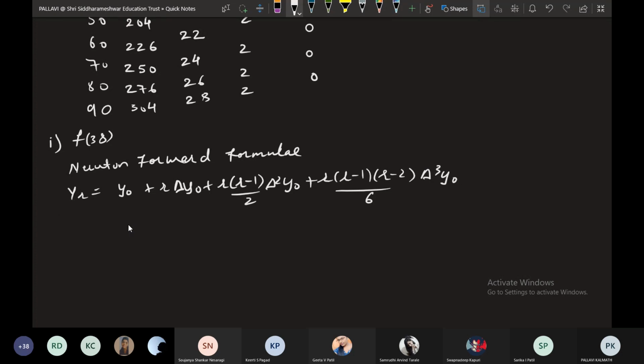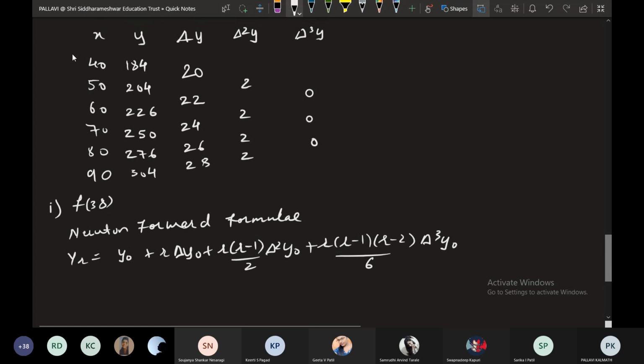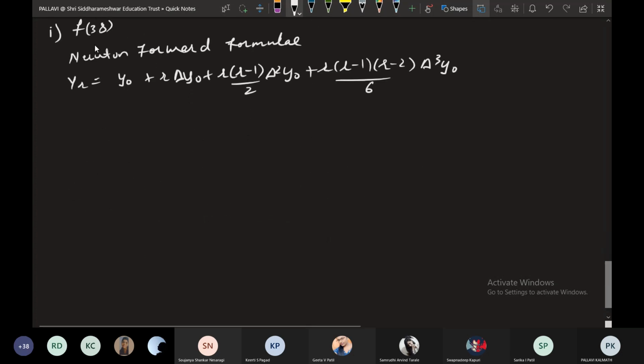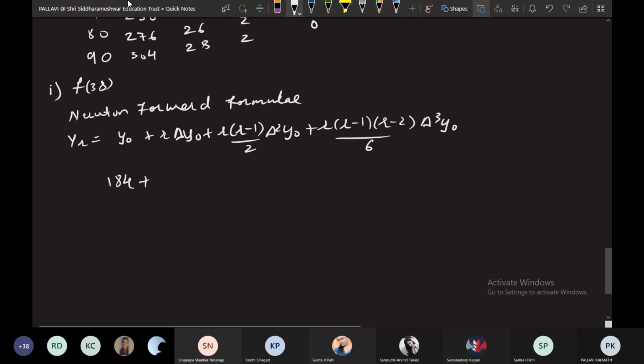So what is y naught? To the respective x naught, what is y naught? Tell me. Shall I scroll it up? 184. Okay, so as I said, this is your x naught, so this will be y naught. So substitute the value. y naught is 184, plus. Did we find r? No. Then what will be r? Tell me. For forward, what is the formula for r? x minus x naught divided by h. What is x?